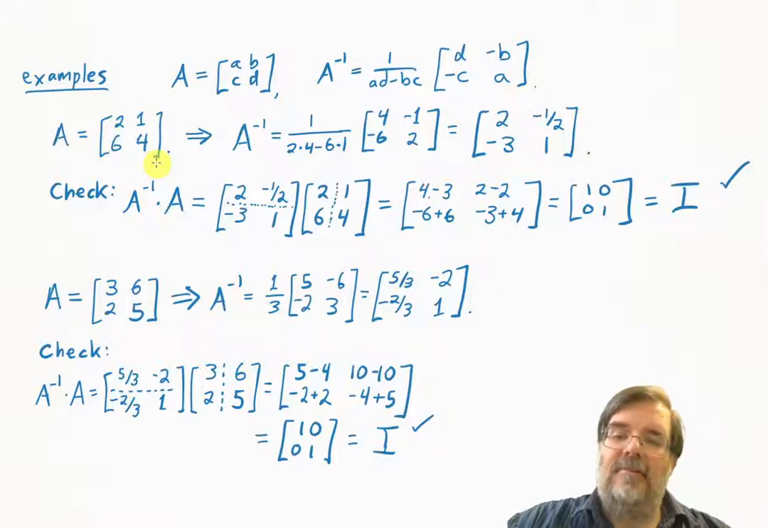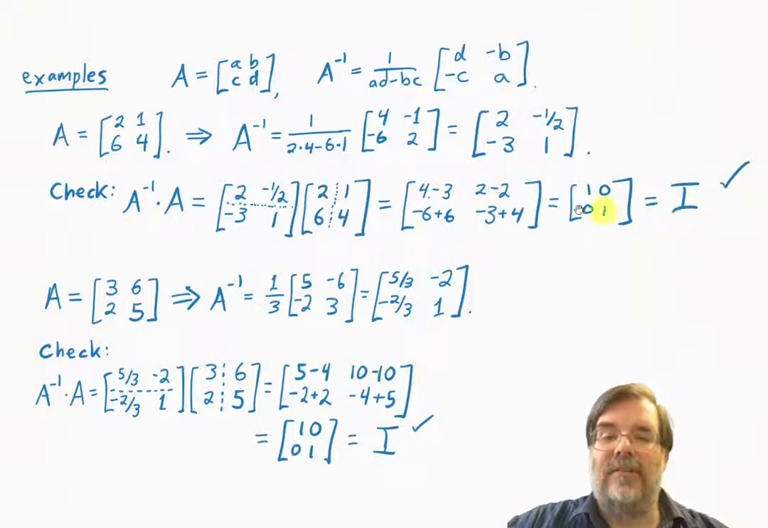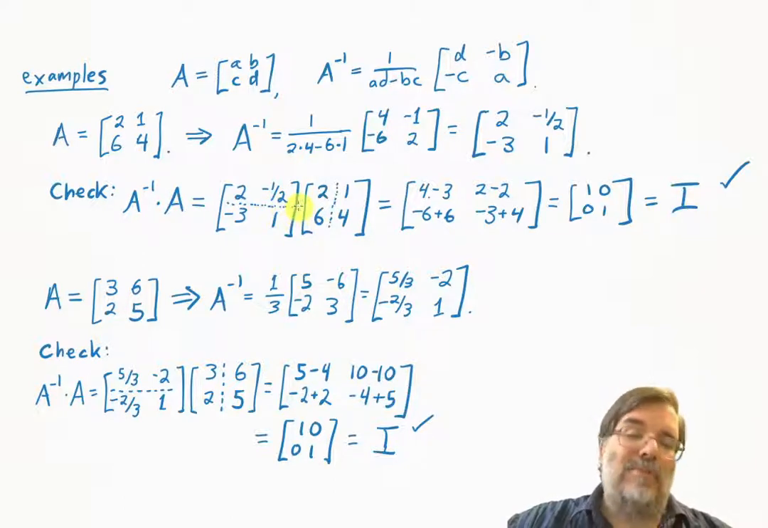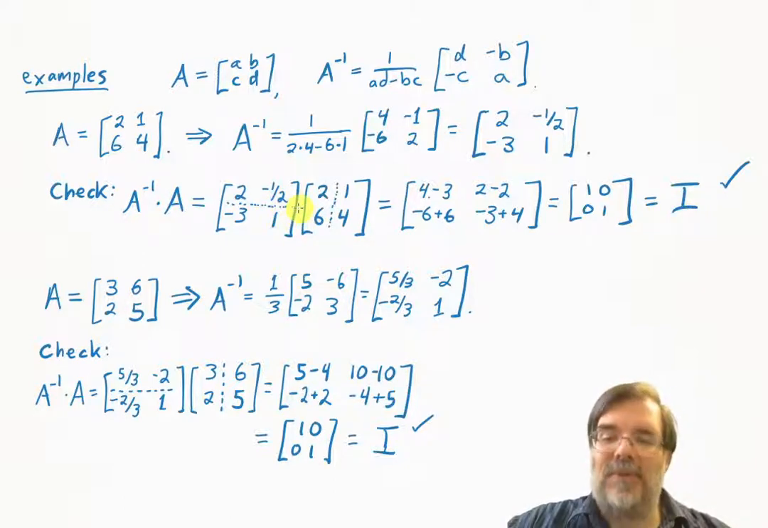The way to check is if you multiply a matrix times its inverse, you should always get the identity matrix, because that's how inverses are defined. Plus, it's good practice with matrix multiplication, so here we go. Let's take the inverse matrix and partition that into row vectors. Let's take the original matrix and partition that into column vectors, then do some dot products.